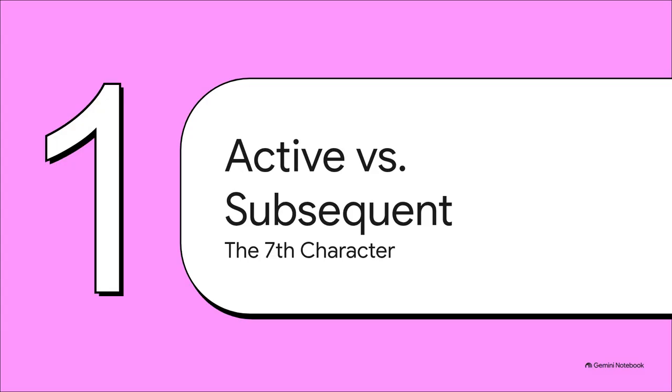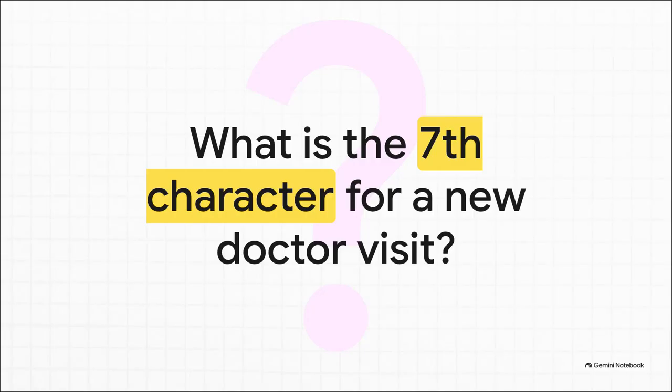All right, starting right off with Section 1, Trap 1, active versus subsequent, the 7th character. Let's dive right into Chapter 19 of the Guidelines. Imagine this. You're sitting in the exam room, the clock is literally ticking down, and you read this board question. A patient sees a second orthopedist for an active surgical evaluation. What is the 7th character?